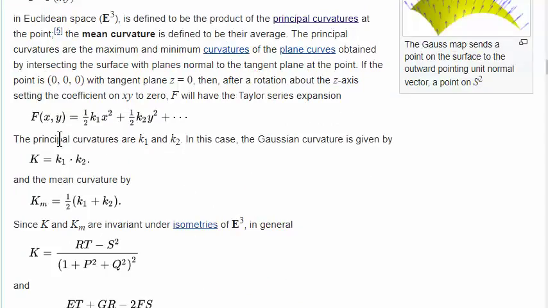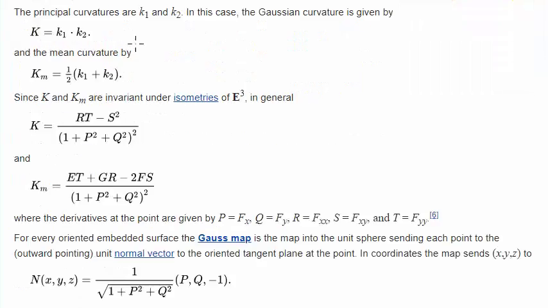Okay, but once you manage to get the k1 and the k2, the Gaussian curvature is given by k1 times k2, and the mean curvature is 1/2 (k1 plus k2), which would be just halfway between those two curvatures, I guess. So this description continues with K equals k1 times k2, or wait, big K.